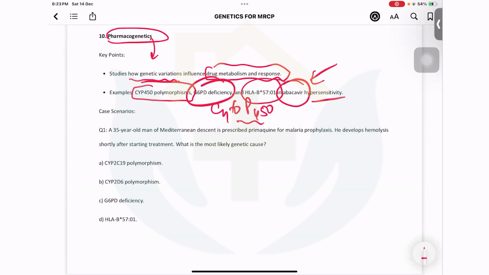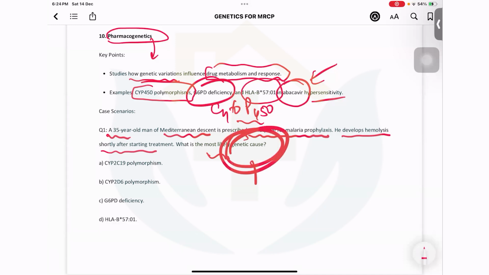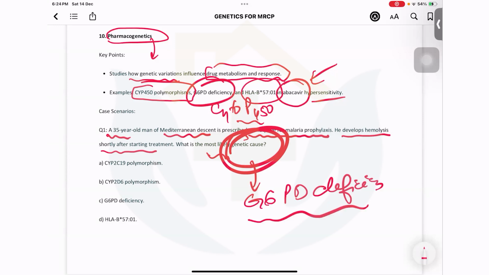A 35-year-old man of Mediterranean descent is prescribed primaquine for malaria prophylaxis. Shortly after starting treatment, the patient develops hemolysis. What is the most likely genetic cause? So what is the answer? G6PD deficiency. So they do not have this enzyme in their body.